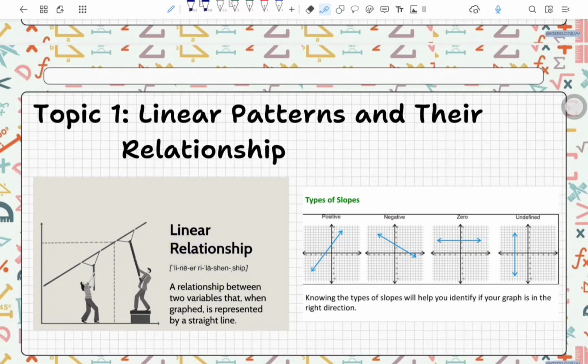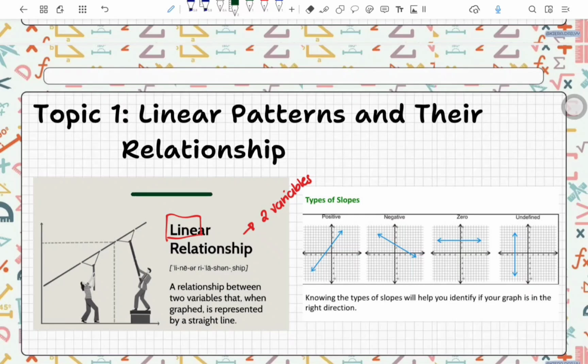When we say relationship, there should be two variables that have a connection to each other. And if we graph them, we will have a line only. When we say line, we refer here to a straight line.